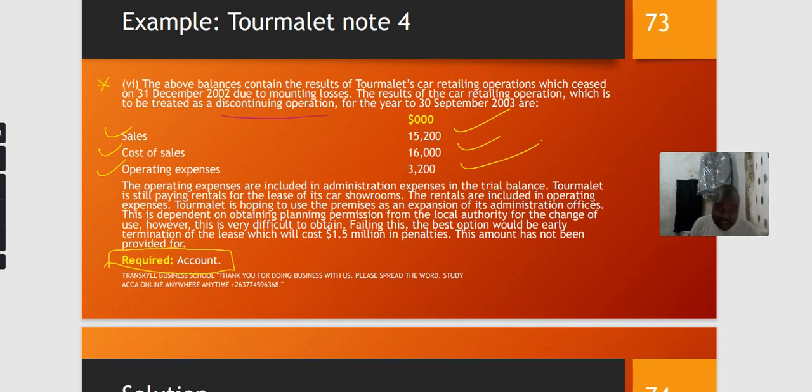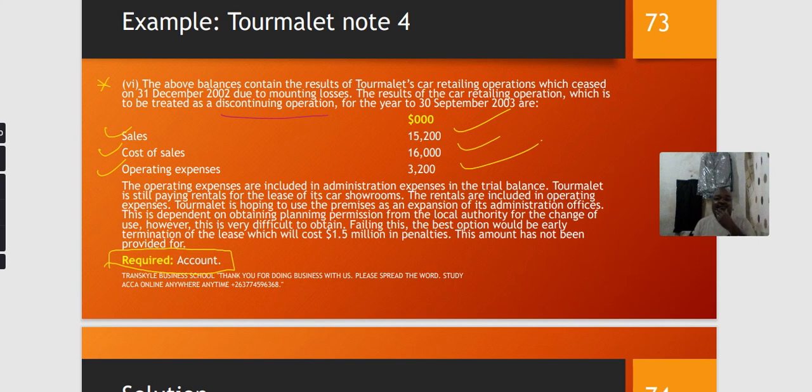Am I talking to somebody? So you need to remove them and then do a separate income statement for the discontinued operation and get the ultimate profit, which you then have to bring to the group income statement. Am I talking to somebody? If I am doing that, then say amen.